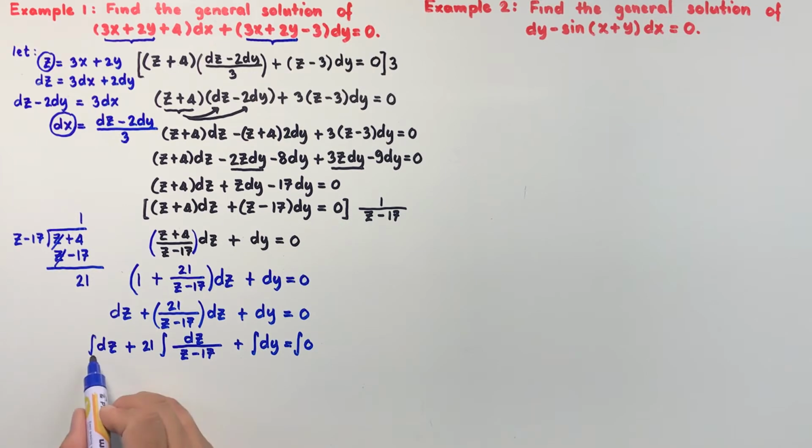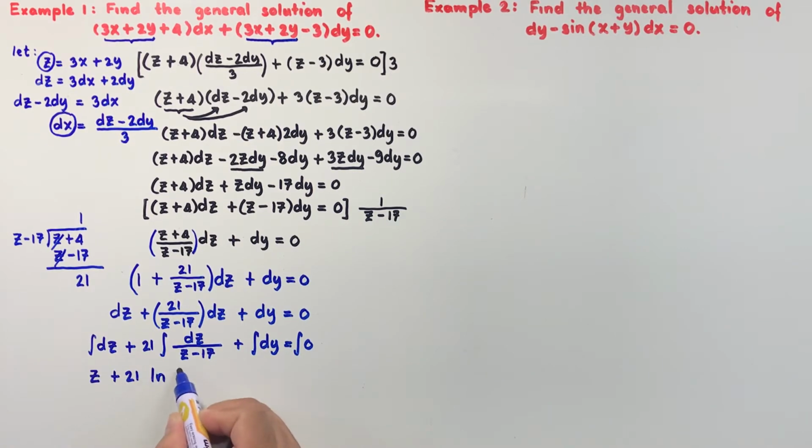So integrating dz is z here plus 21 times the natural log of z minus 17, because if you let this denominator z minus 17 as your u, the du of this denominator is dz, which is found there in the numerator. And the integral of dy is also y. And this is equal to the constant of integration c.